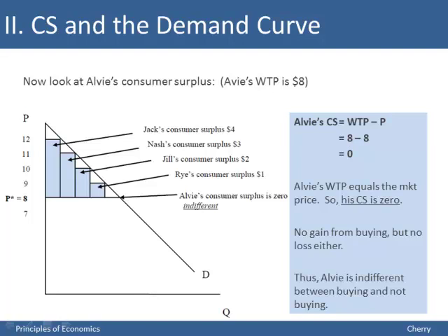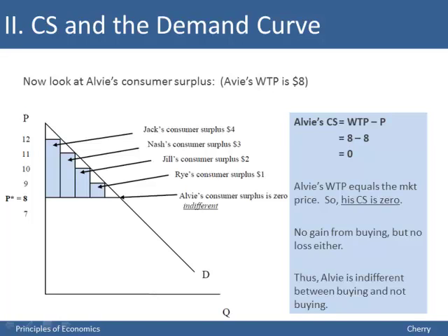Jill, she's $2 better off with the ticket than without the ticket, right? Because Jill, for instance, her willingness to pay was 10. She's buying the ticket for 8, but the ticket's actually giving her $10 worth of benefits. So she gets this extra $2 of benefits.